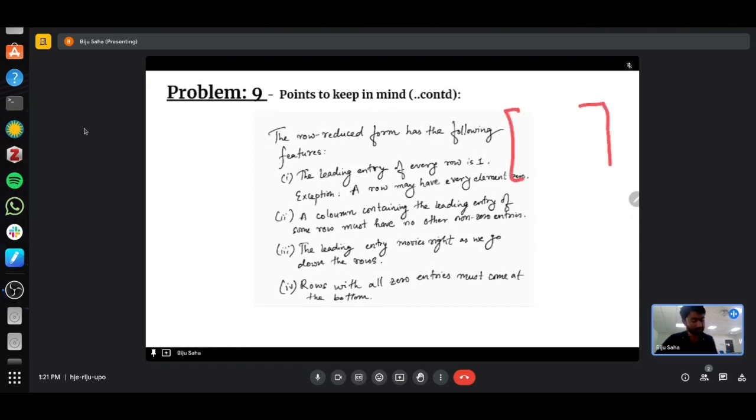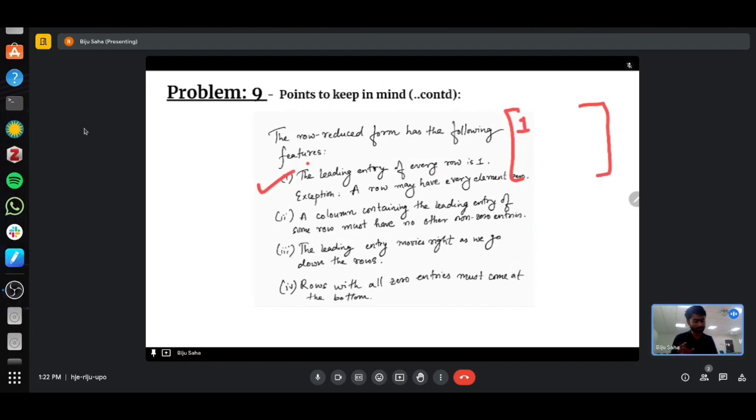If you have a matrix, then the leading entry of every row should be 1. The leading non-zero entry is the first non-zero entry, and it always has to be 1. There is an exception. There can be a row where every element is 0, so there is no non-zero element. That is fine. But if there is a non-zero element, the first non-zero element, the leading entry, has to be 1. That is the first criterion.